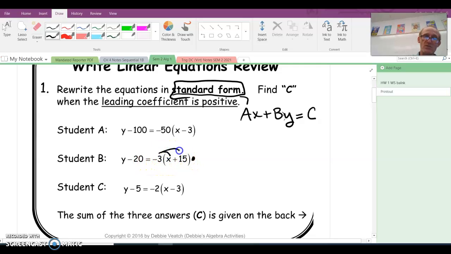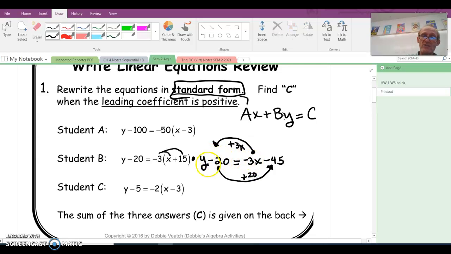You have to distribute the 3 to remove the parentheses, so you get y minus 20 on the left equals negative 3x minus 45 on the right. Then the negative 3x is going to have to go to the left, and the negative 20 is going to have to go to the right. So you're going to add the 3x here, and you're going to add the 20 here.